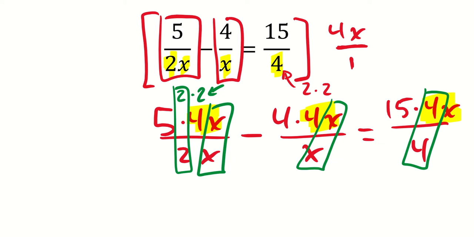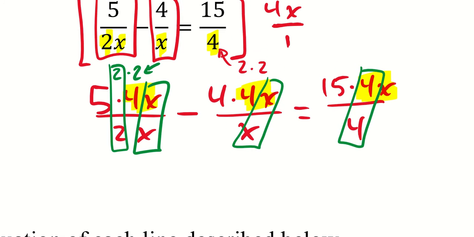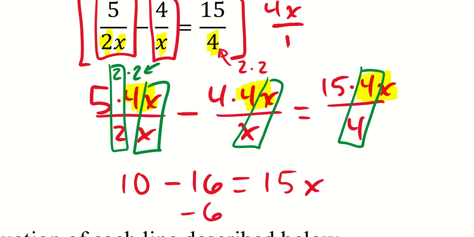So if I just go through now and look at each one of the parts and rewrite them, I'm left with, let's see, 2 times 5 in the numerator, which is the number 10, minus, that looks like the number 16, and that equals 15x. Well, 10 minus 16 is negative 6, so this equation becomes negative 6 equals 15x, and if I divide both sides of that by 15, I get something equivalent to x is negative 6 over 15, right?